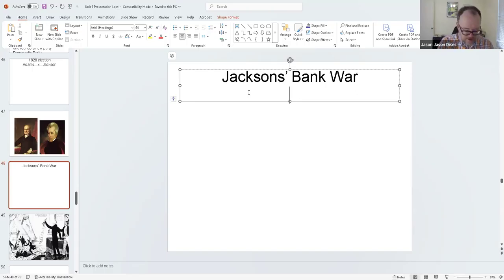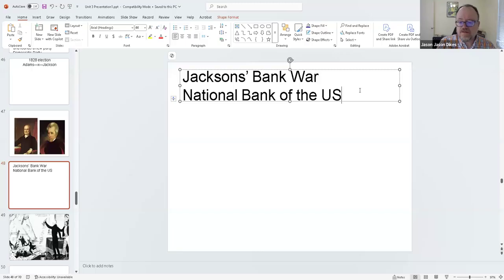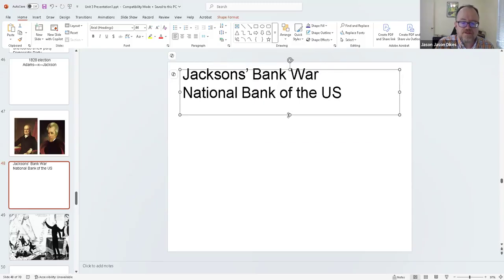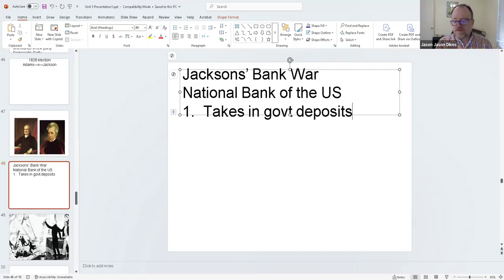Now, this is about the National Bank of the United States, or the BUS, as it was sometimes called, Bank of the United States. What are the functions of the Bank of the United States? Just to review, this bank is very similar to the Bank Hamilton started way back in Unit 2, the Washington lecture. So it takes in government deposits. Okay, the government needs some place to put its money.